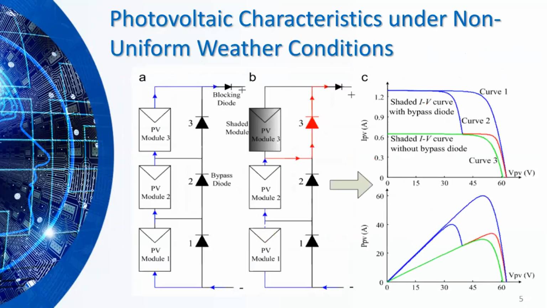We have here the photovoltaic characteristics under non-uniform weather conditions. So as you see here, we have 3 PV modules. The first case is under uniform irradiance, and the second case is under partial shading conditions. As a result, we have the power voltage characteristics and the current voltage characteristics. In the case of uniform irradiance, we have one unique global maximum power point, and in the case of partial shading conditions, the power voltage characteristic presents a local maximum power point and the global maximum power point, which cause a huge problem for MPPT algorithms in order to track the global maximum power point.